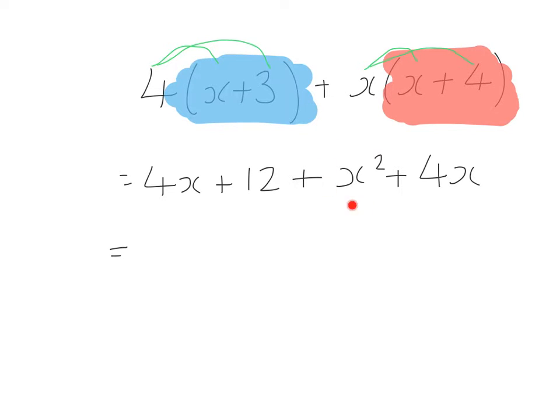Okay, so I've only got one lot of x squared, so I'm going to write that first, because generally you write the expression with the highest power first. So we'll get x squared. 4x plus 4x is 8x. And then I'm going to finally add on that 12.